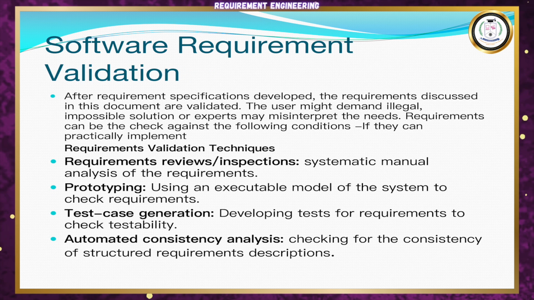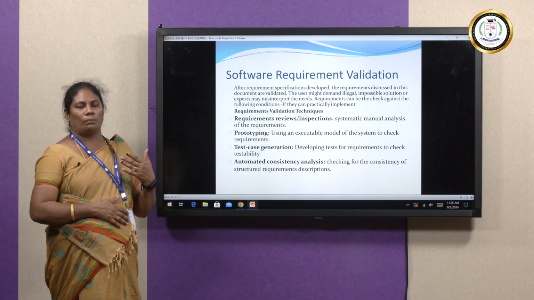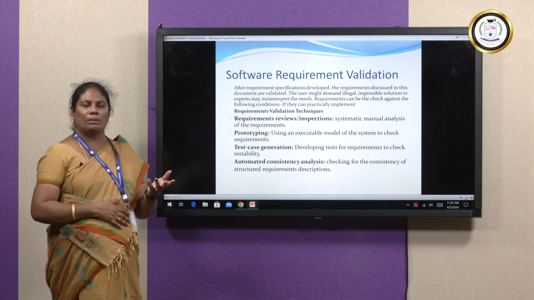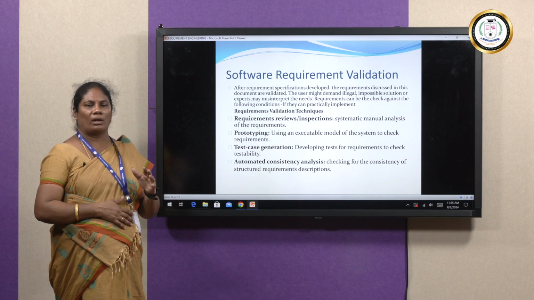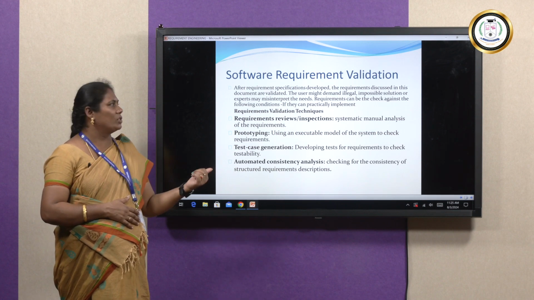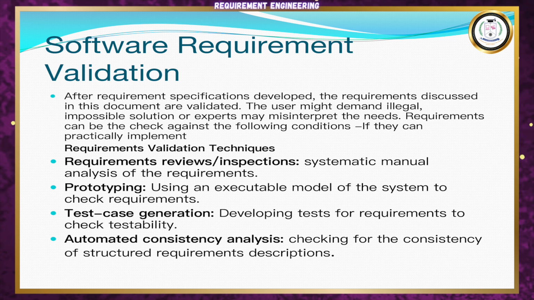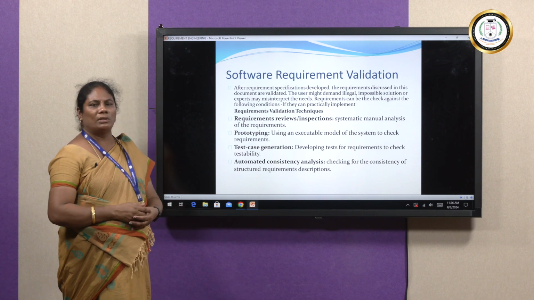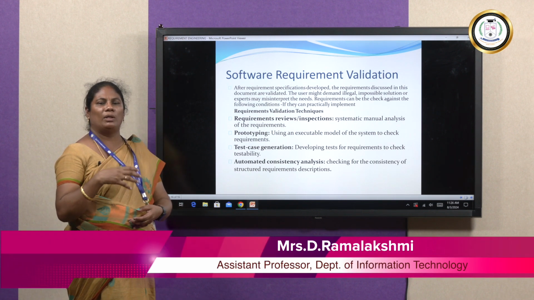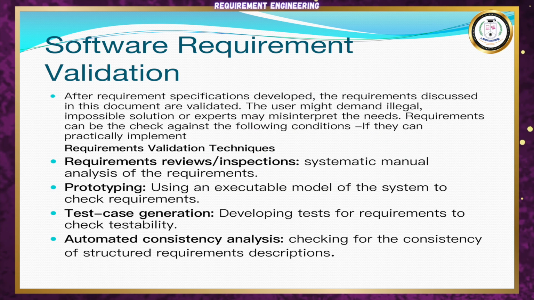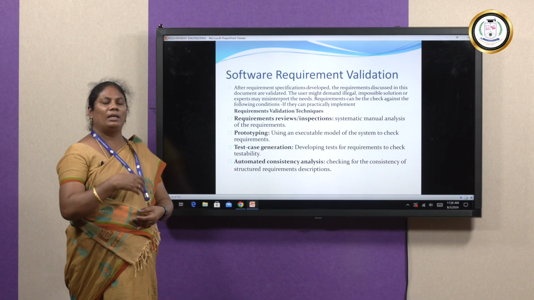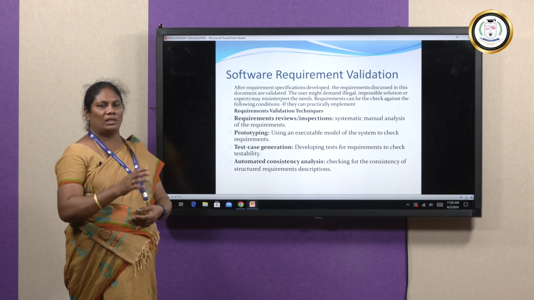The last one is software requirement validation. Verification means building the right product, and validation means building the product right. Validation consists of four requirement techniques: reviews, prototyping, test case generation and automated analysis. Reviews mean a systematic implementation that can be used in the software, called requirement reviews. Prototyping, as I already said, means an old concept implemented using the new one.